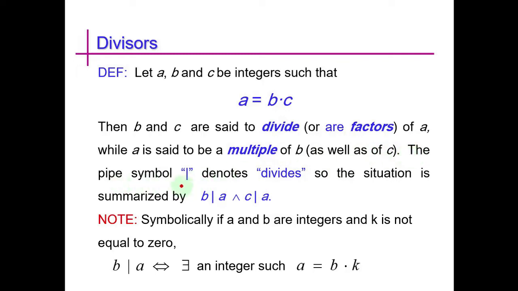We also use the symbol to denote divides. So the situation is summarized by B divides A and C divides A. Symbolically, if A and B are integers and B is not equal to 0, then B divides A if and only if there is an integer K such that A is equal to B into K.